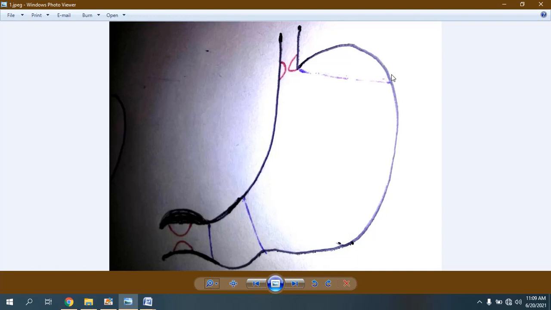Similarly, this side of the stomach is called the greater curvature, and this side of the stomach is called lesser curvature. This is called lesser curvature because it makes a lesser curve, and this is called a greater curvature because it makes a great curve, an arc-like structure. The omentum which is attached with the lesser curvature is called lesser omentum, and the omentum which is attached with the greater curvature is called greater omentum.